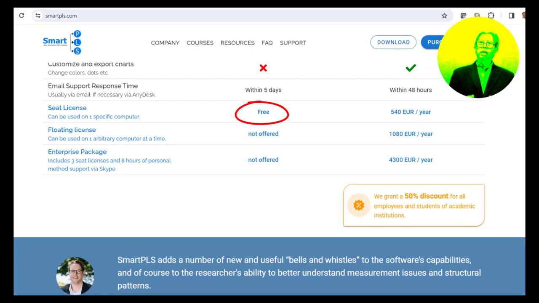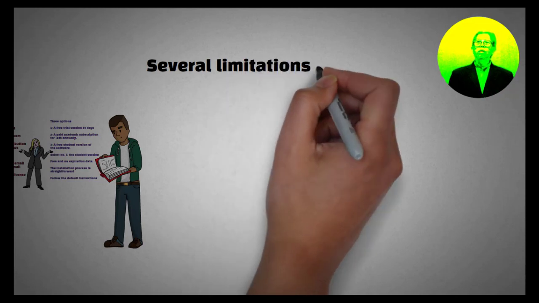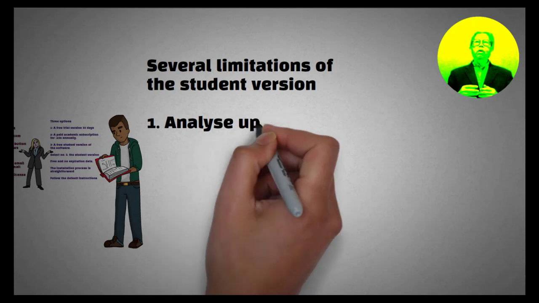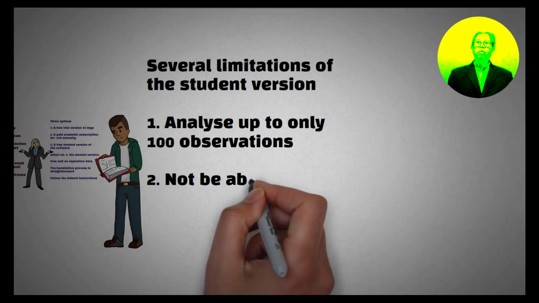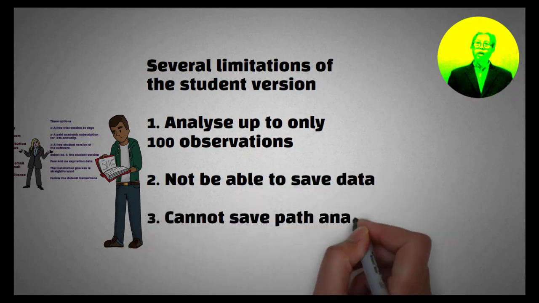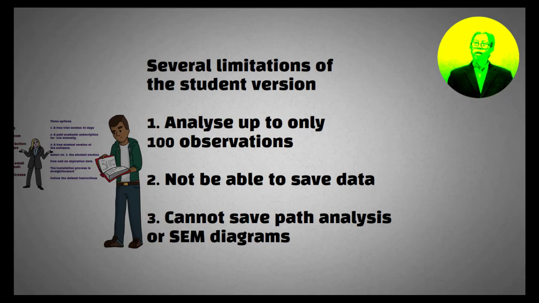No expire. The installation process is straightforward. You just need to follow the default instruction. Very simple. However, there are several limitations of the student versions. The first one, you can analyze up to only 100 observations. If you have more than that, doesn't work. Second, you will not be able to save any data because it's free. The third one, you cannot save any path analysis or SEM diagram, which is very important.